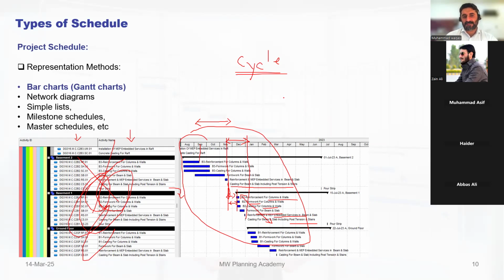So we know the cycle for each step. For example, if there is a 50-story building, we know that to do each slab they need 40 to 50 days, or 30 to 45 days. So these cycles are very important.